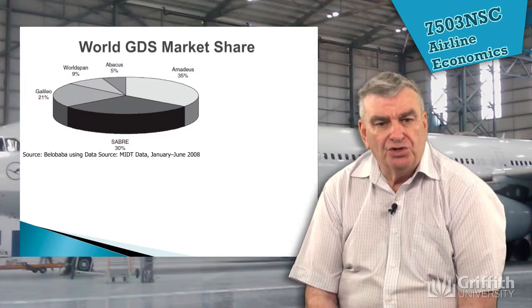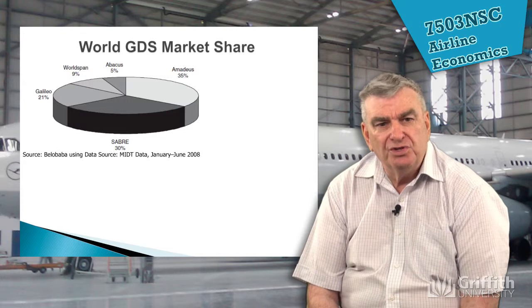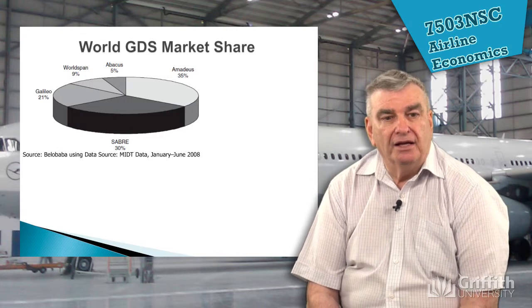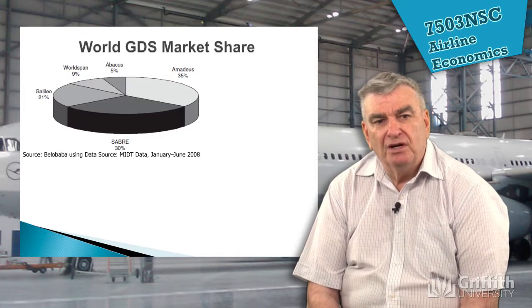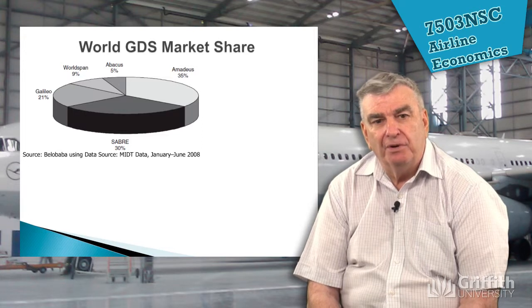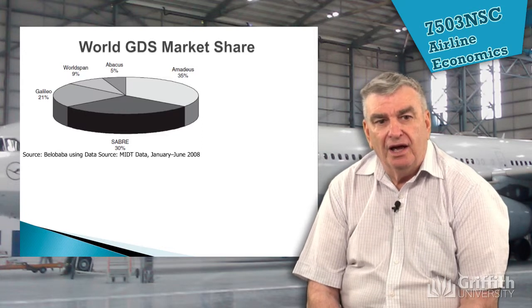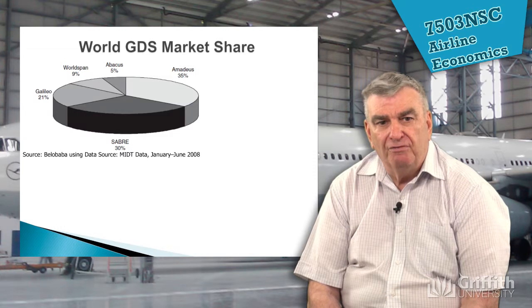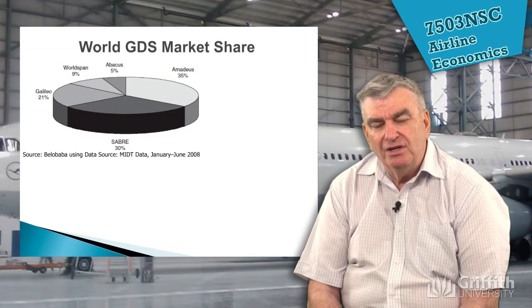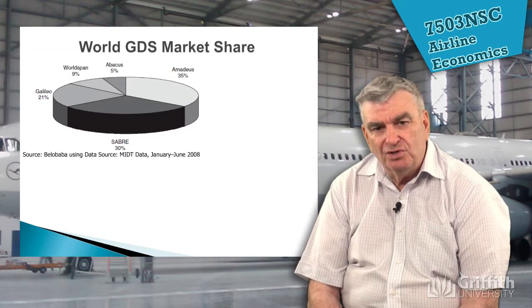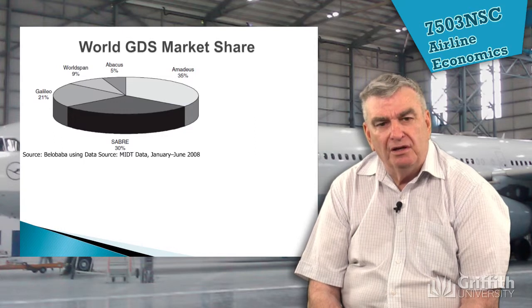And we have the Sabre system, which has about 30% of the market, Galileo, which has 21% of the market, Worldspan 9%, Abacus 5%, and of course Amadeus with 35%. So straight away we can see that some of these systems are really big, and these are simply companies that provide the tools that airlines use to do their bookings.